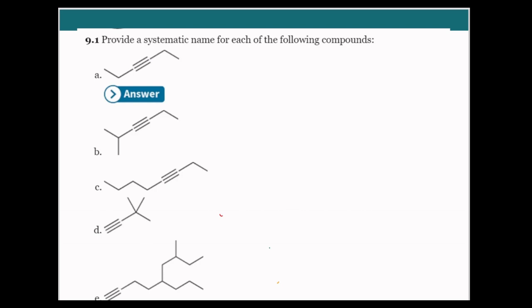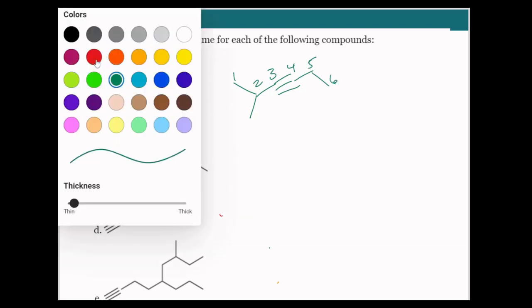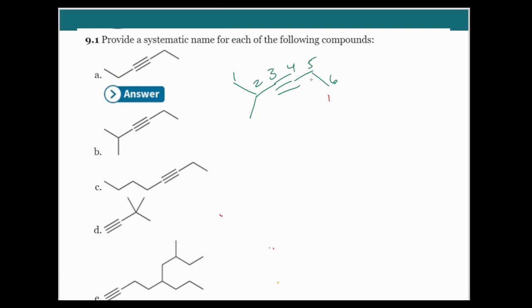and then second we want to give our substituents the lowest numbers possible. Okay, so let's number this either from left to right and then from right to left. So we're doing B here. Let's go ahead and redraw the molecule. Okay, so let's number it from left to right. 1, 2, 3, 4, 5, 6. Okay, now let's number it from right to left. 1, 2, 3, 4, 5, 6.